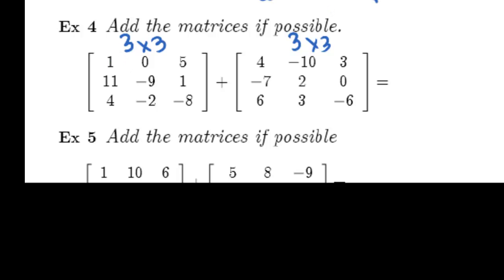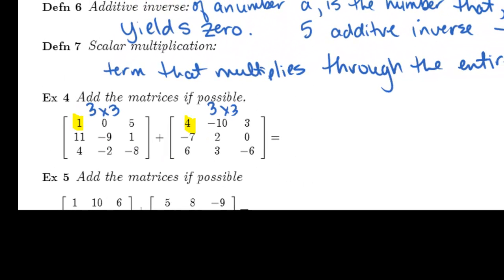And all we do here is add corresponding terms. So 1 plus 4 gives us 5. 0 plus negative 10 gives us negative 10. 5 plus 3 gives us 8. And that completes our first row. The second row is going to be 11 minus 7, so that is 4. Negative 9 plus 2 is going to be negative 7, and 1 plus 0 is 1.